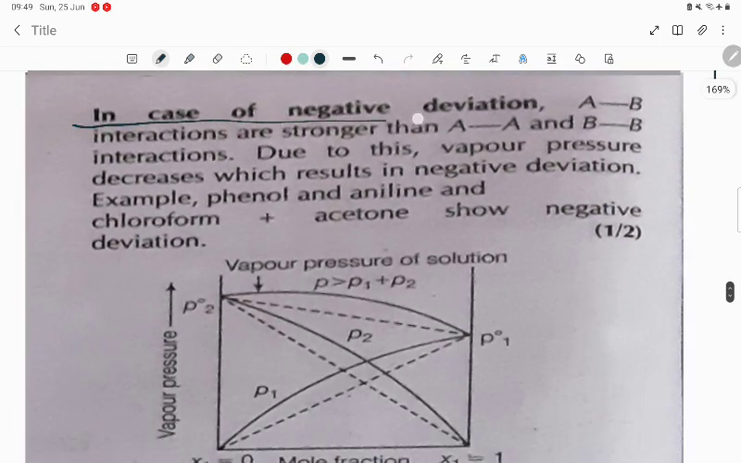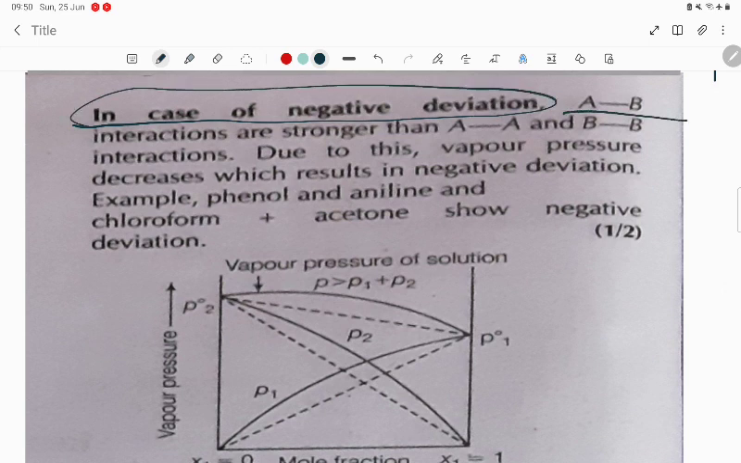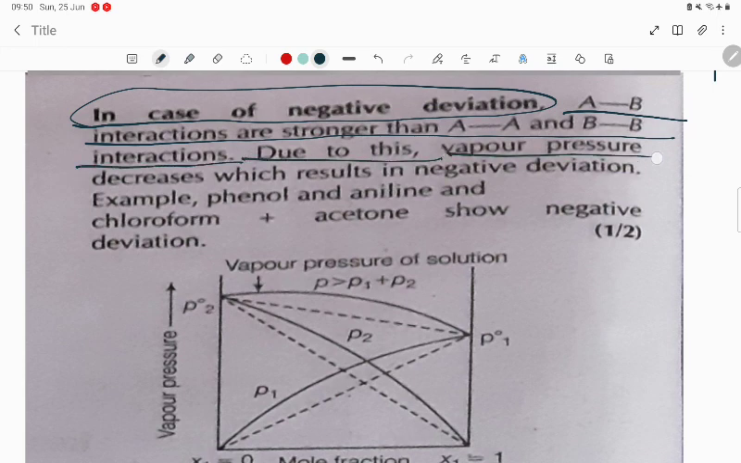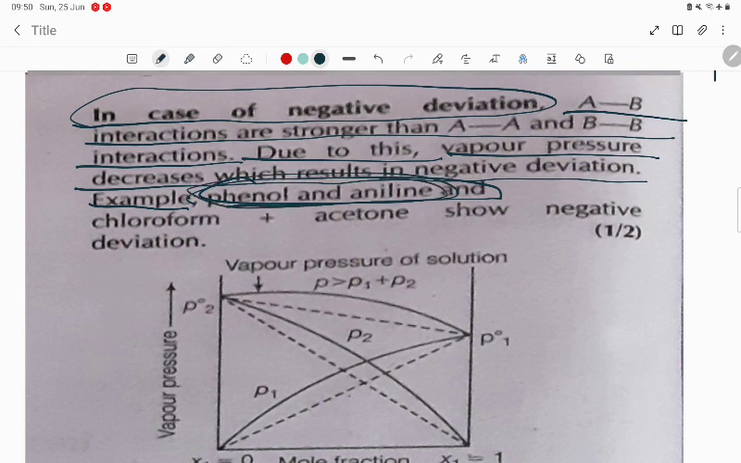Now in case of negative deviation, A-B interactions are stronger than A-A and B-B interactions. Due to this, vapor pressure decreases, which results in negative deviation. Example: phenol and aniline. Phenol and aniline is an example of what, students? Negative deviation. In phenol and aniline there occurs strong hydrogen bonding, so the vapor pressure will decrease. So negative deviation. Chloroform and acetone also form hydrogen bonding, so negative deviation.